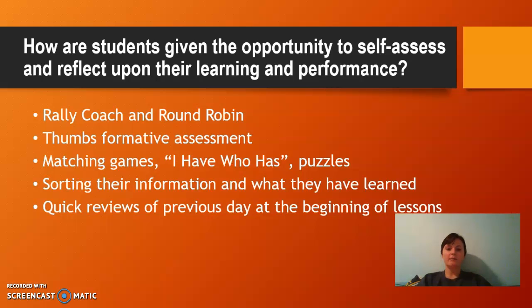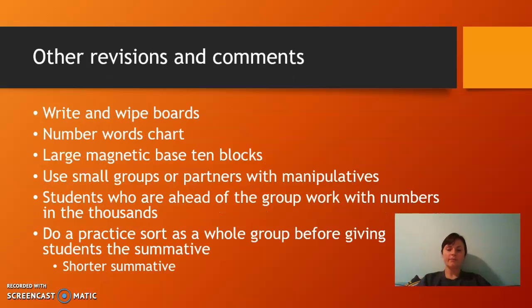Playing matching games and puzzles and other group work, they can reflect on how well they know the math, whether they are able to succeed in the game or not. Sorting the information helps them sort out what they have learned, and then we did quick reviews of previous learnings at the beginning of each lesson.